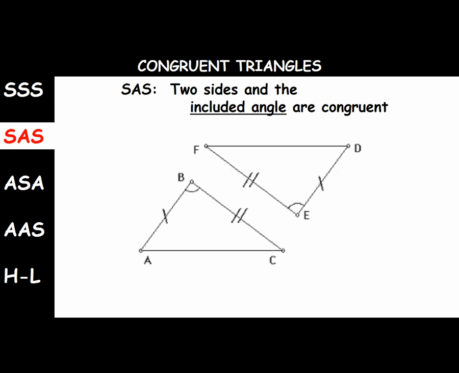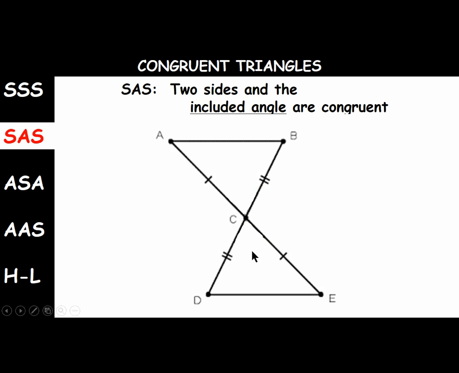SAS is basically the same thing, except it's got to be an angle. Now, the angle has to be that included angle. That means it's got to be the angle that connects the congruent sides. If it's some other angle, it's not going to be an example of SAS. But SAS is 2 sides and the angle that connects them, or included angle, makes triangles congruent to each other.